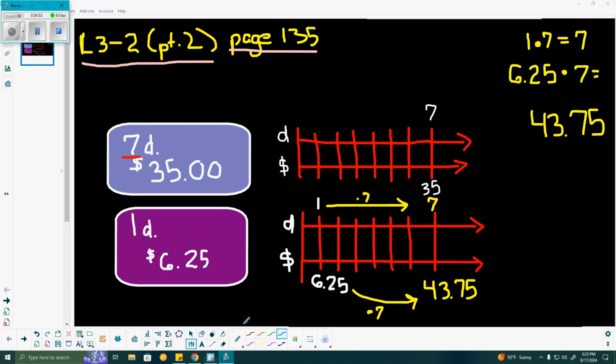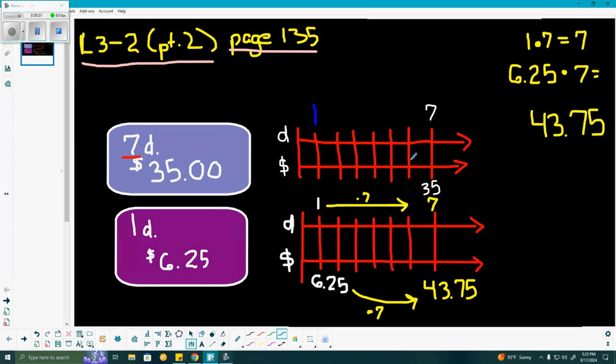Now let's look at our top double number line. I need to figure out how much it would cost for 1 day. This is going to be much like our other problem, except opposite. This time, we're not going forwards, we're going backwards. So if we use multiplication to go forward, we must use the opposite to go backwards. The opposite of multiplication is, I hope you said division, because that would make you right. So 7 divided by 7 will get us 1.